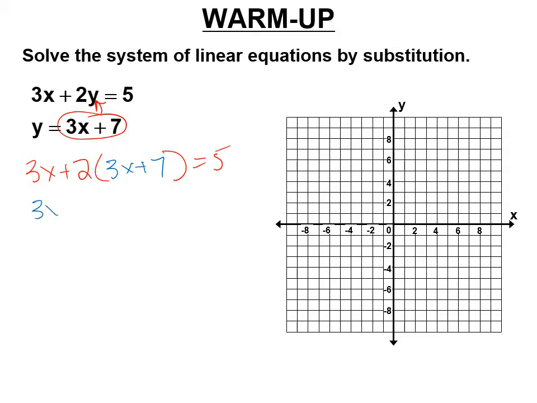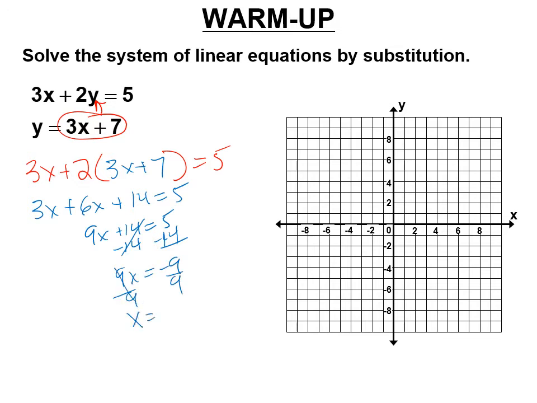And then we're going to do distributive property, 3x plus 6x plus 14 equals 5. 9x plus 14 equals 5. We're going to subtract 14 from both sides. And 9x equals negative 9. Divide both sides by 9. And x equals negative 1. Okay, that's the x coordinate. Then we're going to put that in the bottom equation. 3 times negative 1 is negative 3 plus 7. Negative 3 plus 7 is 4, and so these should intersect right here at negative 1, positive 4.